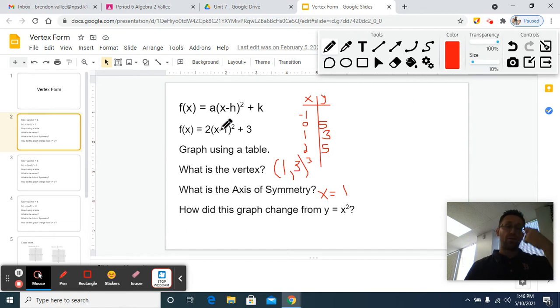Now I'm going to plug in 3. 3 minus 1 is 2. Squared is 4. Times 2 is 8. 8 plus 3 is 11. Which means that negative 1 must also be 11.